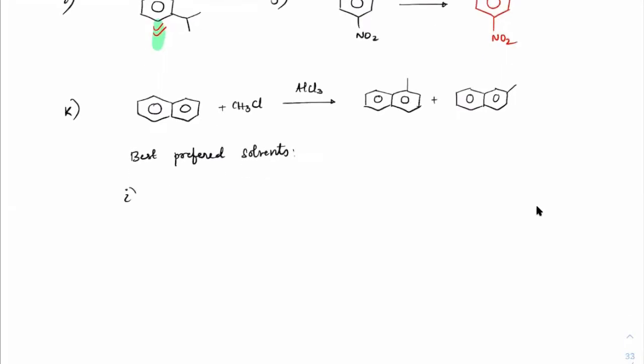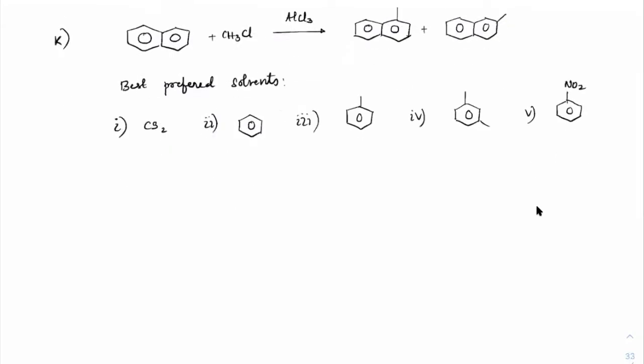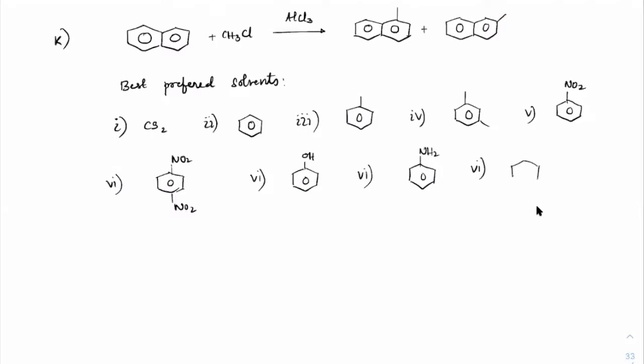Correct? So first CS2, second benzene, third toluene, fourth xylene, fifth nitrobenzene, sixth 2,4-dinitrobenzene, seventh phenol, eighth aniline, ninth ester. Correct. So all of these groups are present here.